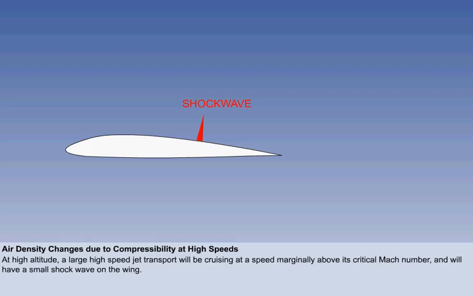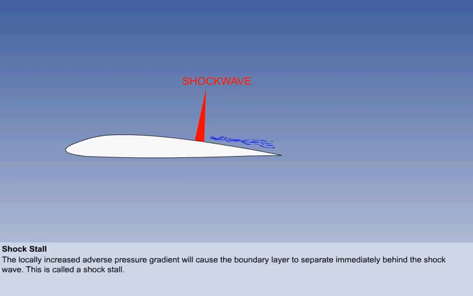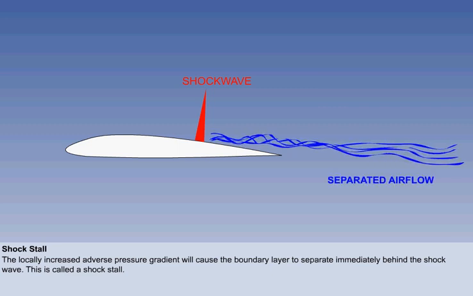At high altitude, a large high-speed jet transport will be cruising at a speed marginally above its critical Mach number, and will have a small shock wave on the wing. If the aircraft speed is increased, the shock wave will rapidly grow larger, causing the static pressure to increase sharply in the vicinity of the shock wave. The locally increased adverse pressure gradient will cause the boundary layer to separate immediately behind the shock wave. This is called a shock stall.